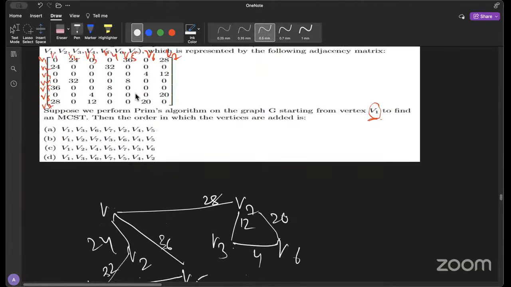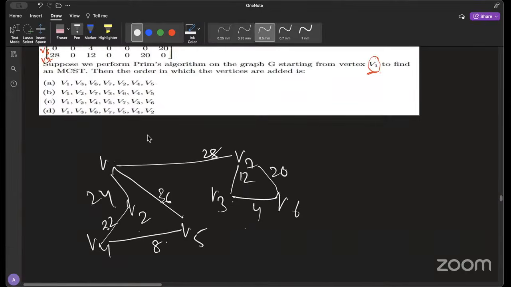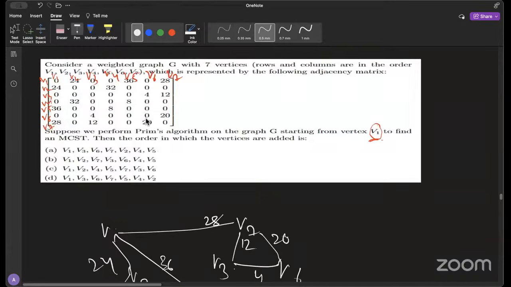Is that what you were asking? Yes, ma'am. Okay. How to check that my graph is correct? You will check your graph is correct.